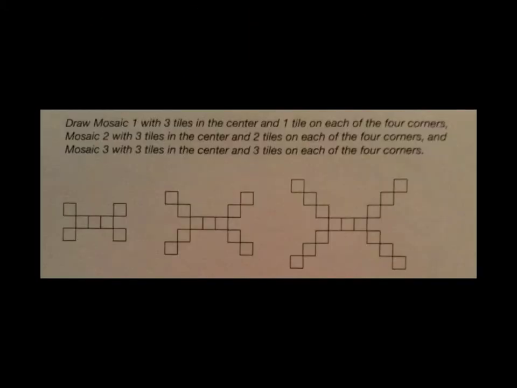In this particular mosaic, in mosaic 1, you have 3 tiles, and you have 1 tile on each of the corners. Mosaic 2, you have 3 tiles, and then now you have 2 tiles on each of the corners. Mosaic 3, you have 3 tiles, and you have 3 tiles added on to the end of each corner. I would like you to draw the next mosaic. What will this picture look like?